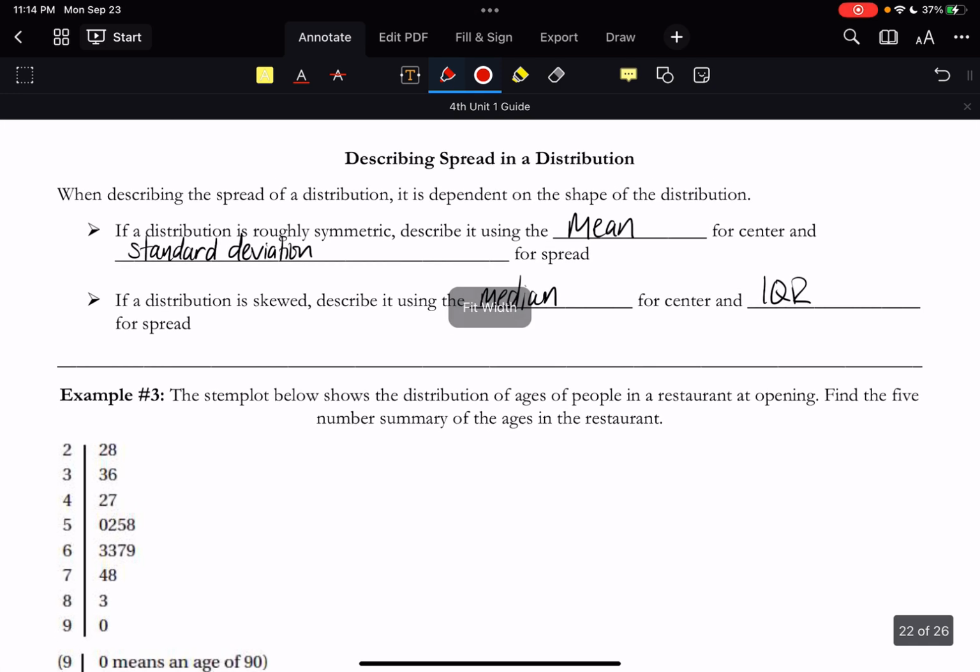Okay. Describing spread in a distribution. Again, we're looking at the shape. If I have a distribution that's symmetric, I'm going to describe it using the mean for the center and standard deviation for the spread. If a distribution is skewed, doesn't matter left or right, we use the median, as we know, for center, but we're now going to be reporting the IQR for the spread.